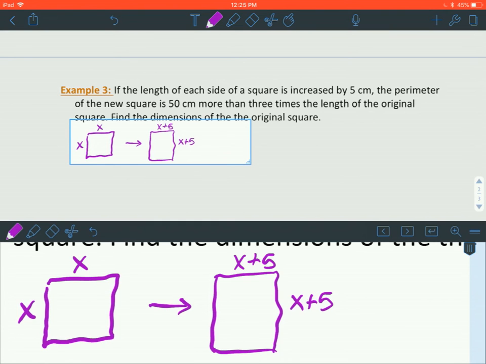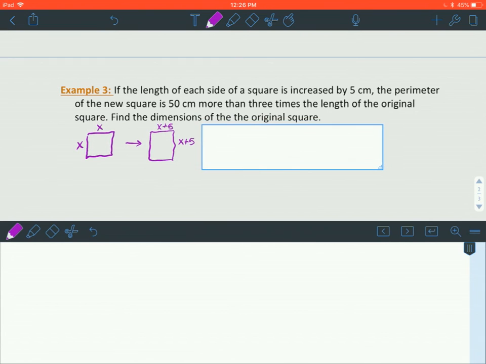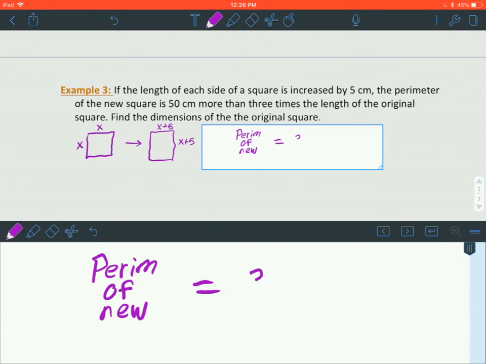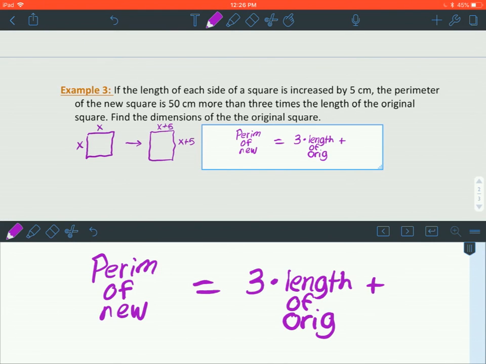The perimeter of this new square is 50 centimeters more than 3 times the length of the original square. Lots of words. Okay, so let's think perimeter of your new square. That is equal to 50 centimeters more than 3 times the length of the original. If I'm doing 50 centimeters more, it'll be 3 times the length of my original side plus 50.